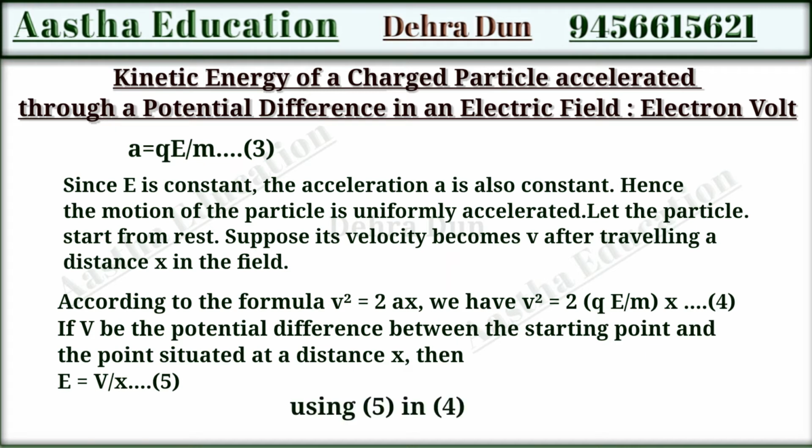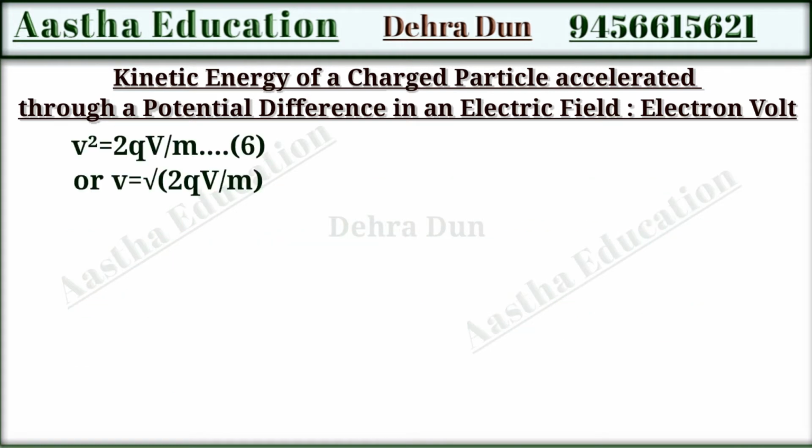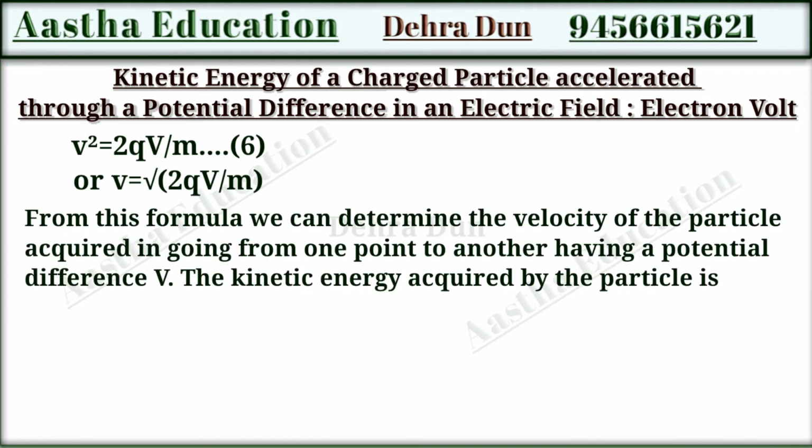Now if V is the potential difference between the starting point and the point situated at a distance x, then E is equal to V upon x. Now we may use this in equation 4. Therefore, on using 5 in 4, we have v square is equal to 2qV by m, or from here v is equal to under root of 2qV by m. By this formula, we can determine the velocity with which the charged particle will move.